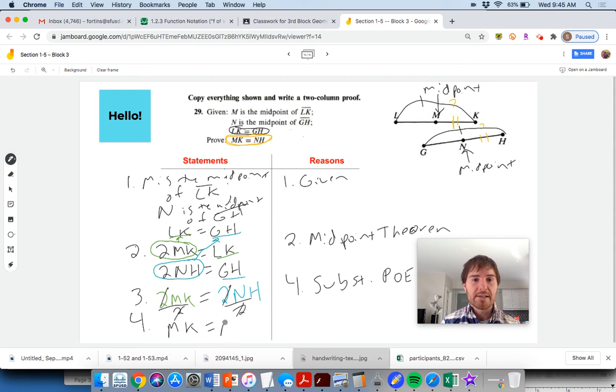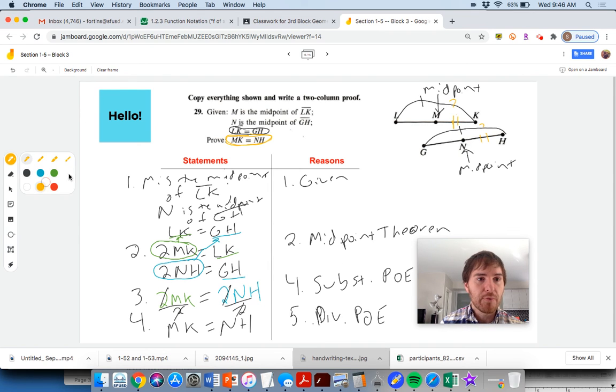Now this is going to simplify down to what our goal was, proving once and for all that MK, this part here, has got to be an equal length to this part here, NH's length. Because the wholes, LK and GH, are equal to each other, and we had a midpoint, the parts will also equal each other. And this is the division property of equality. And now we have that proven. We have this as a fact right here.